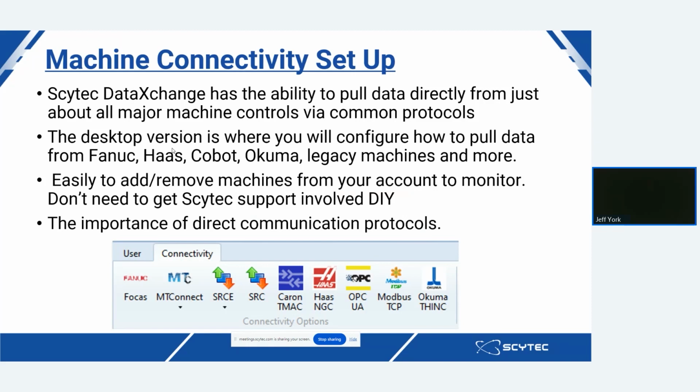And I would like to quickly talk about the importance of these direct communication protocols, as we have been adding them in some of the more recent Data Exchange updates. And if you look at this image here, you can see things like Fanuc Focus, Haas NGC, Next Generation Controls, as well as Akuma Think. So if you have a machine that is not outfitted with a common machine controller like Fanuc Focus, we'll say like a 30/31i series controller, we can still connect to your machine via either MT Connect or OPC UA.